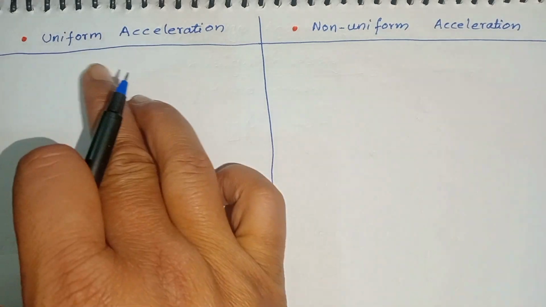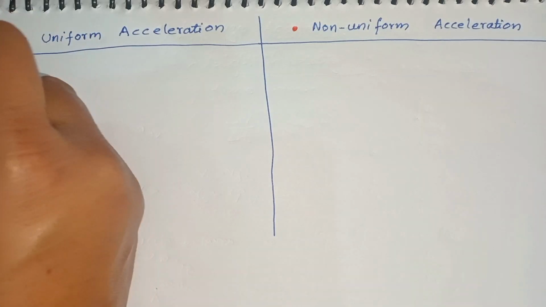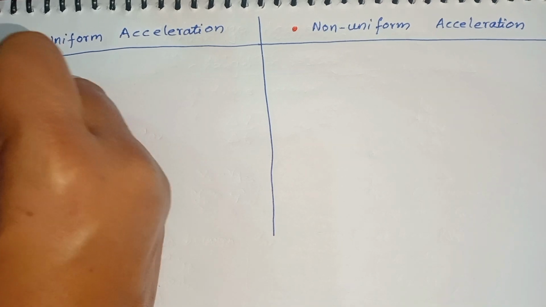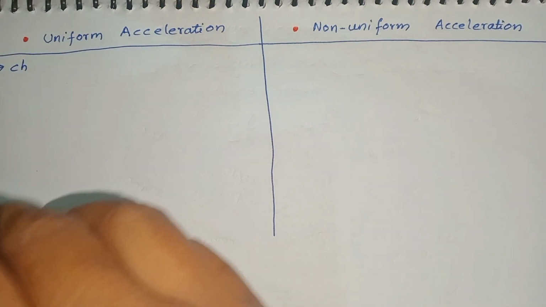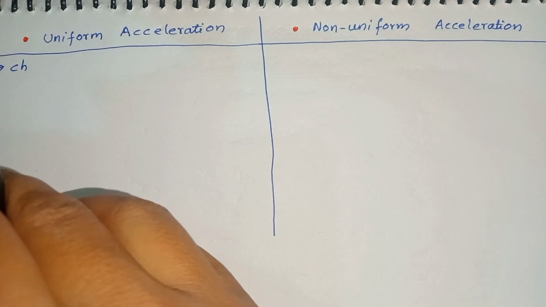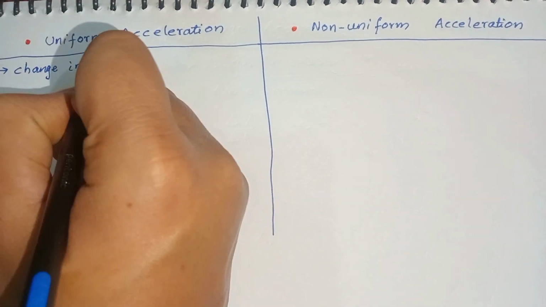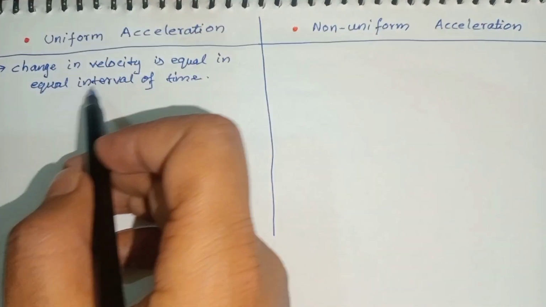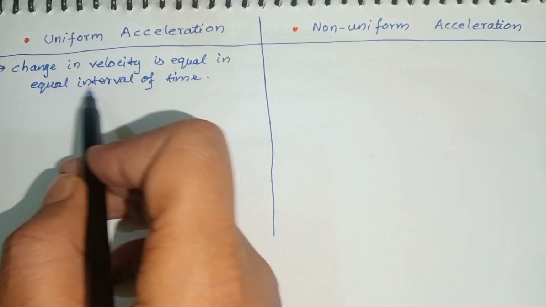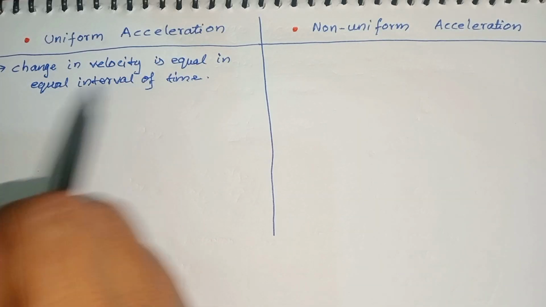Let us study uniform acceleration and non-uniform acceleration. Uniform acceleration means change in velocity is equal in equal intervals of time. Uniform acceleration means the change in velocity is equal. Change in velocity is considered with respect to time, and here the change in velocity is equal in equal time intervals.